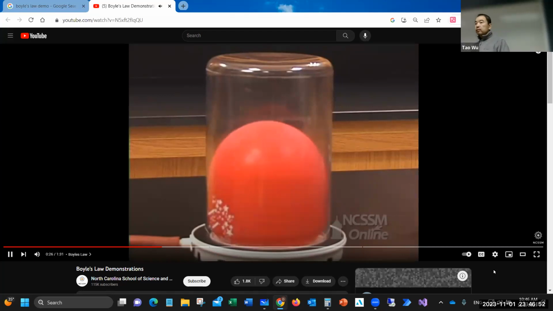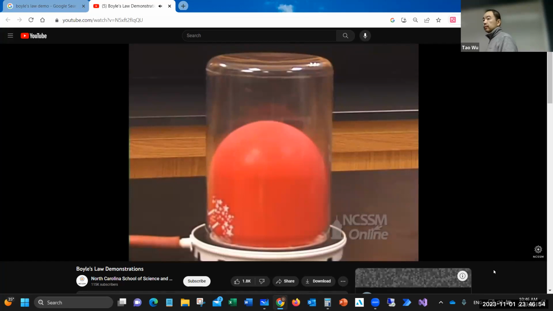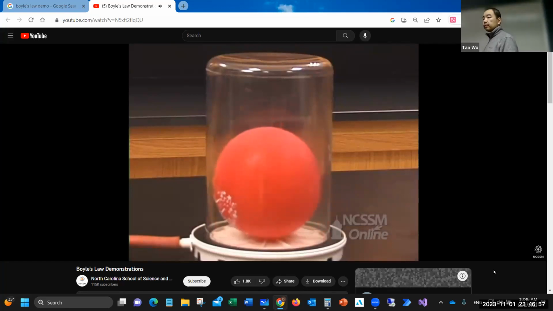Volume and pressure are inversely related to each other. When we release the vacuum, the pressure increases and the volume decreases.